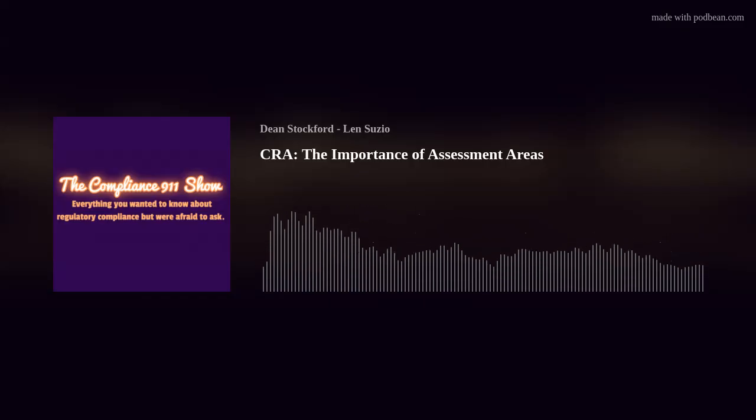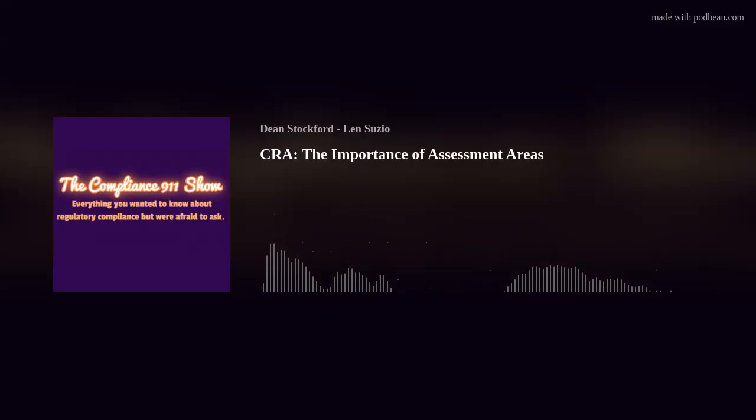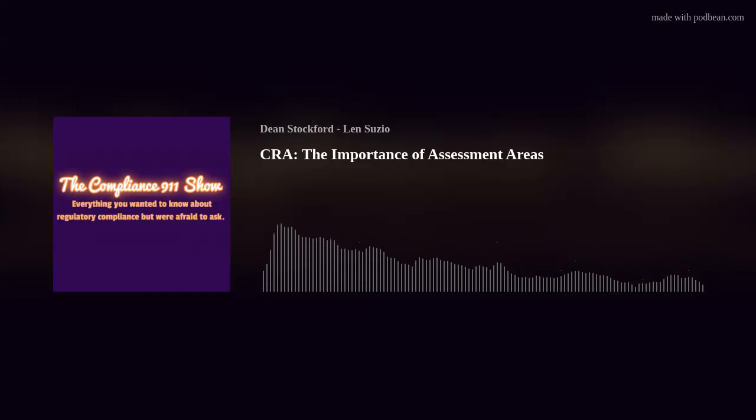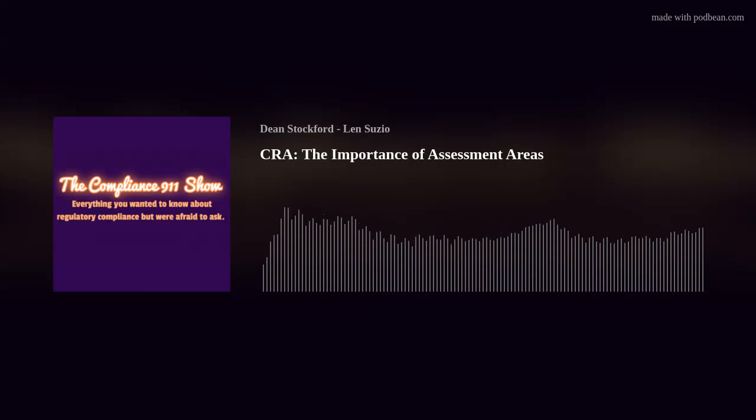How often do you recommend a bank review its assessment area? Well, we recommend that a bank review its assessment area at least once a year. And by the way, once you do that, it's a best practice to review the results with the board, either recommending a change in the assessment area or just maintaining it as it is. That proves to examiners that the board is on top of things and is exercising its oversight responsibility.